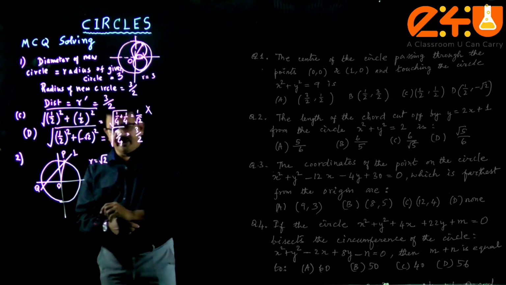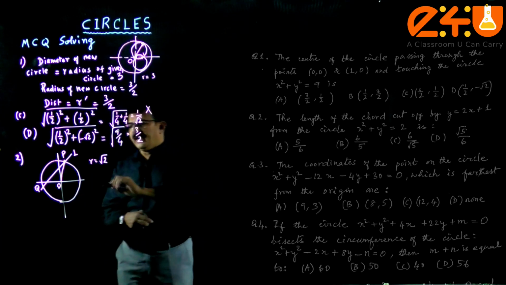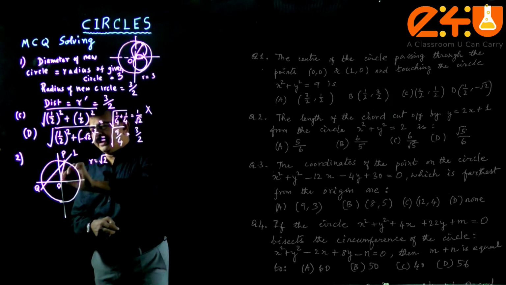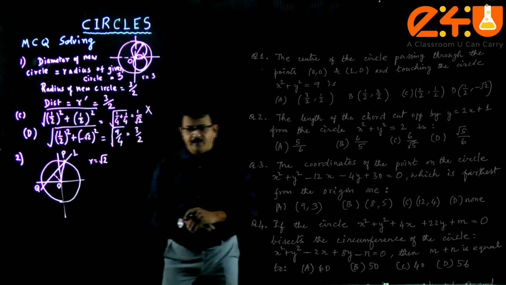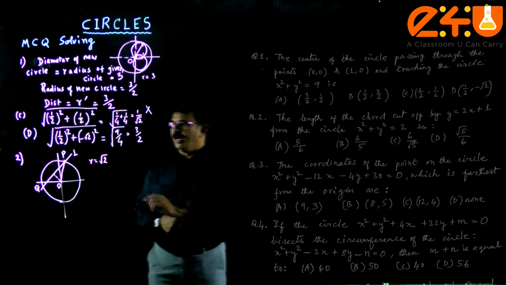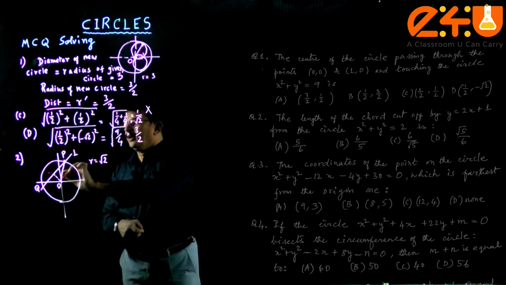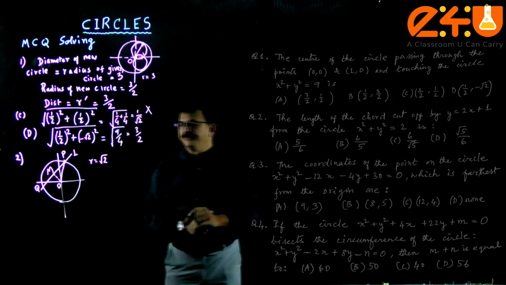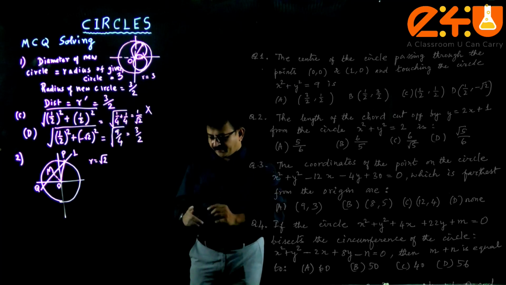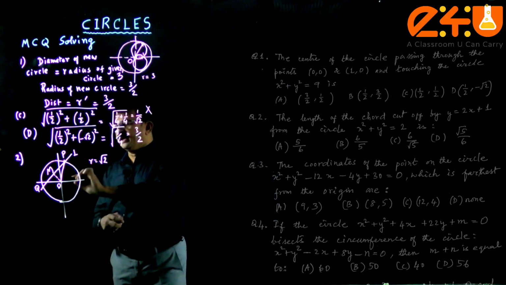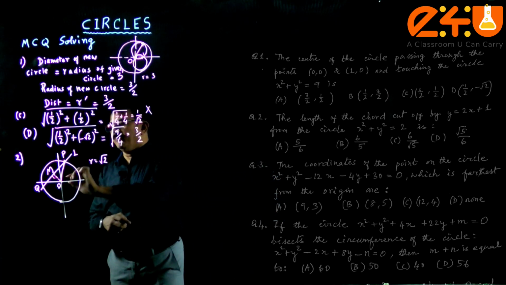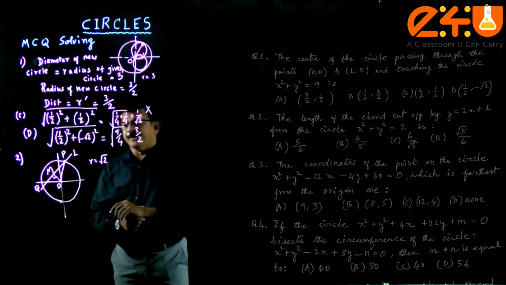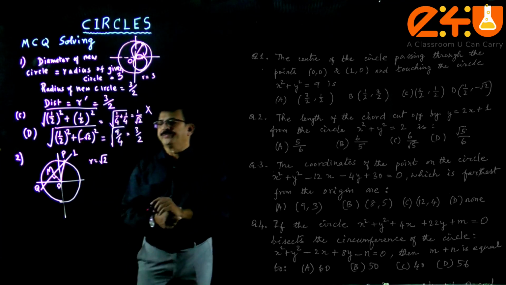I am joining OP, and let me draw a perpendicular. I have drawn a perpendicular from the origin upon the straight line. So let us call it P. And as you can see, the triangle OPM makes a right-angled triangle.